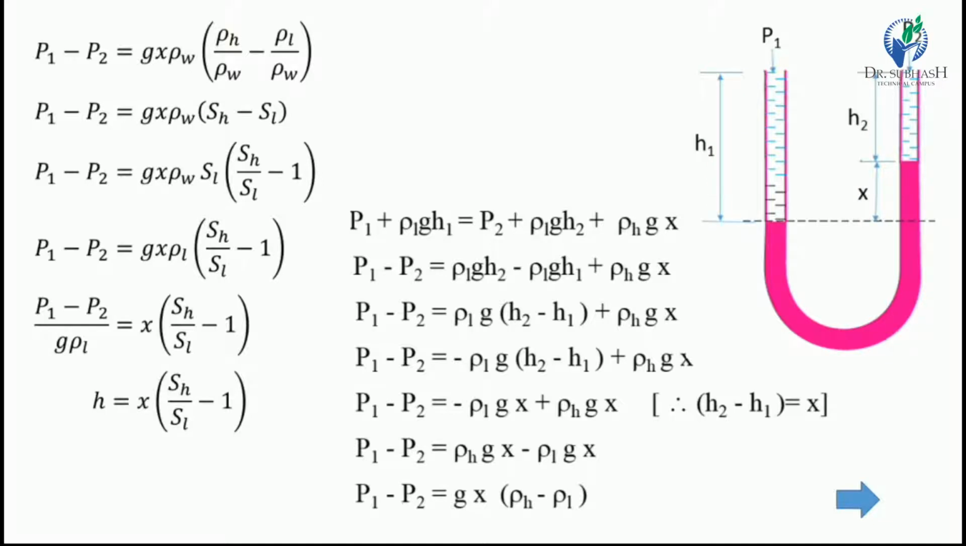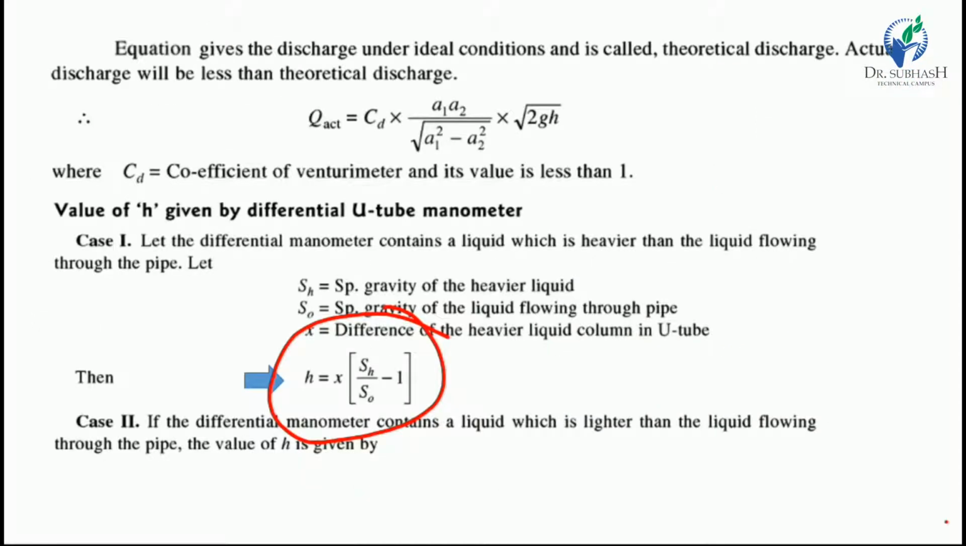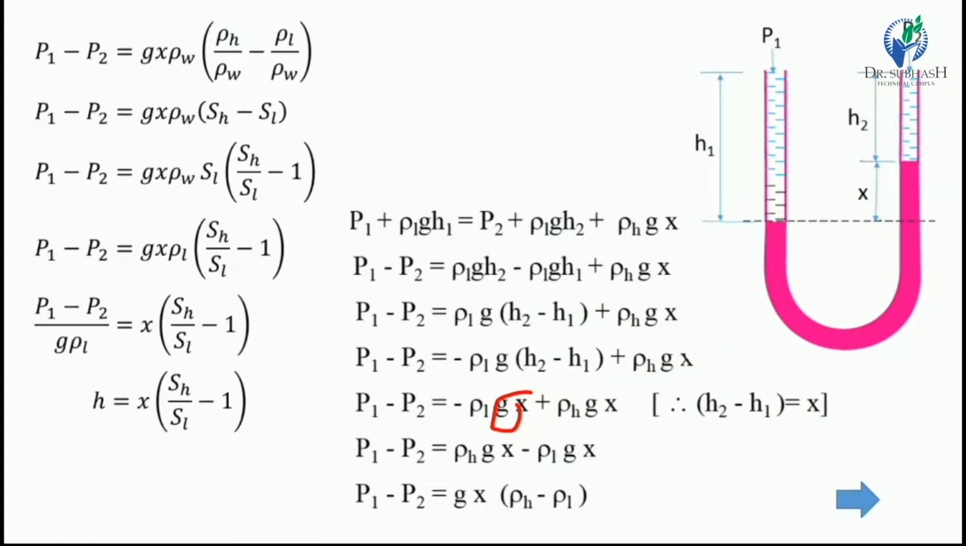Now we have to find the pressure head difference. So we convert the equation into p1 minus p2 and the remaining terms on the right side. Now take rho 1 g as common, so in the bracket only h2 minus h1 remains. Multiplying with the minus sign, the signs of h1 and h2 differ, so here h1 minus h2 is defined as x. So the equation becomes p1 minus p2 is equal to minus rho 1 g x plus rho h g x.